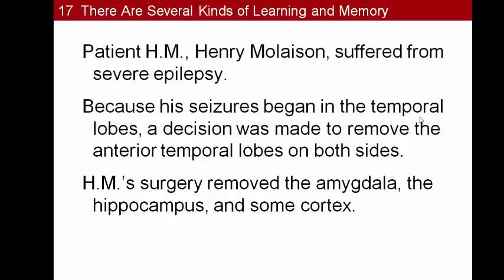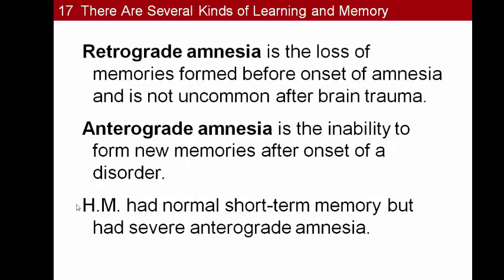So what happened was that they removed the anterior, or the forward, temporal lobes on both sides of his brain, which included the amygdala, the hippocampus, and some of the cortex as well. Now, of course, when you remove a person's amygdala, there are issues there. You remove cortex, there's issues there. But specifically for this chapter, we're especially interested in the hippocampus. What happens when you have damage to the hippocampus or the hippocampus is removed?